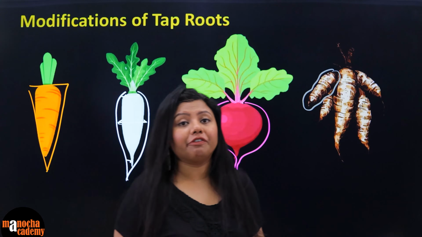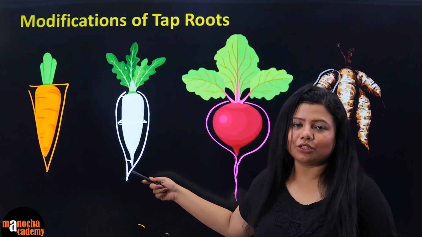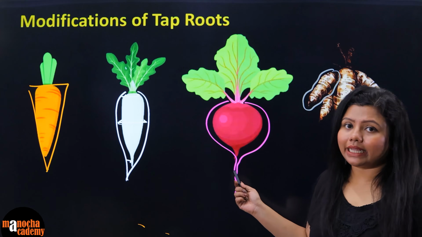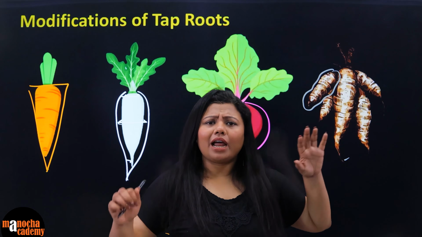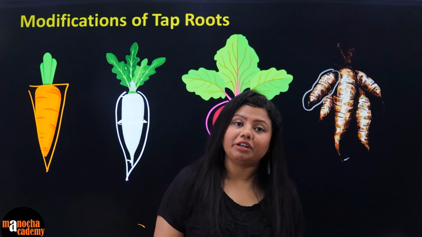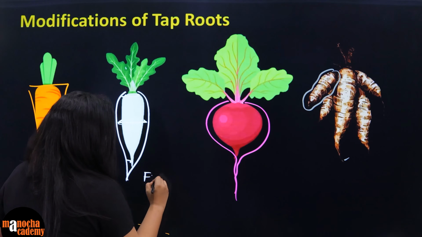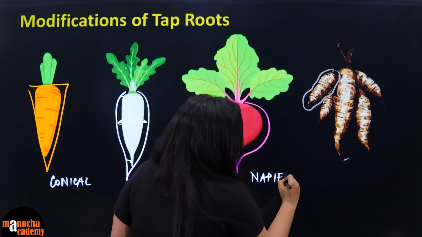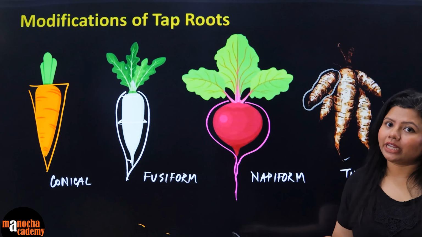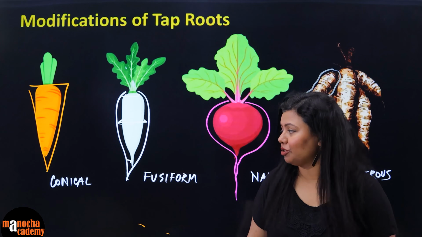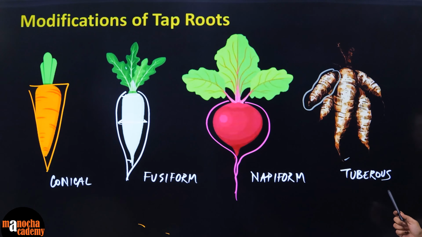Now all these shapes have different names. This one is known as conical, this is known as fusiform, this is known as napiform and this one is known as tuberous. They are all examples of modified taproots. So what are the shapes? Conical, fusiform, napiform, tuberous. So we learn about four different shapes of modified taproots here.